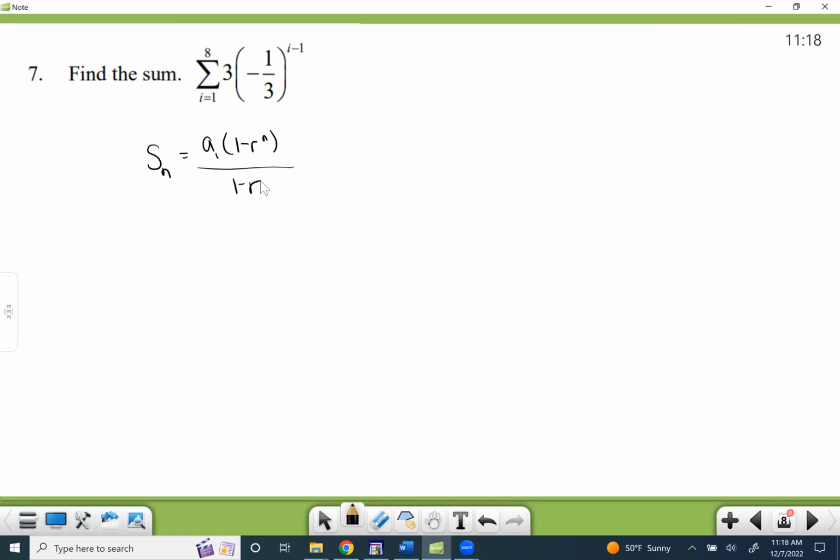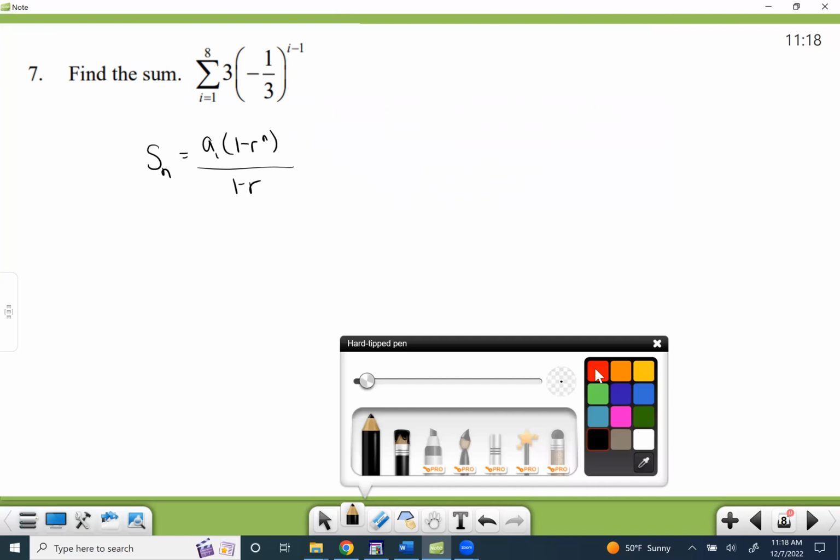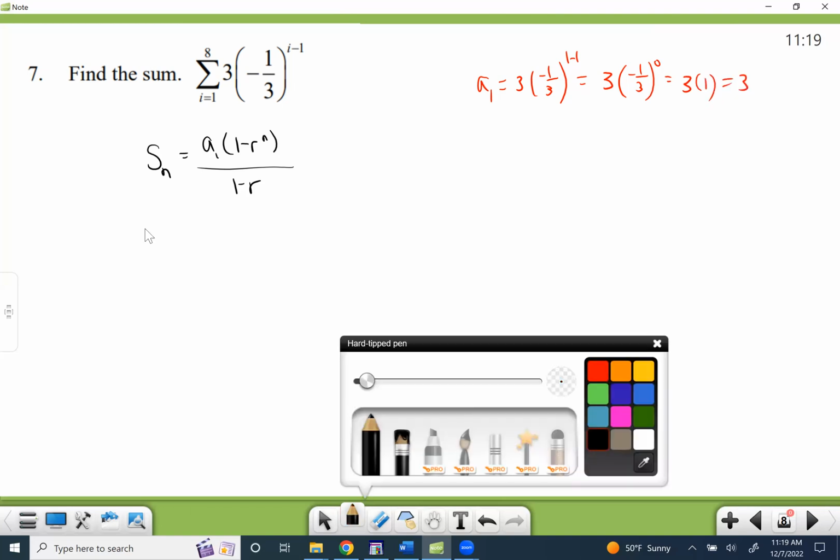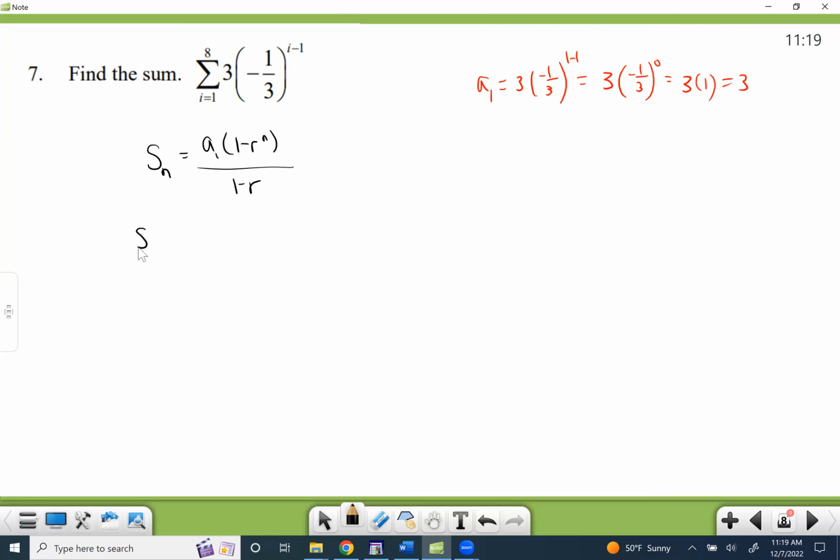Okay, so we need the first term. To find the first term, you're just going to plug in the lower limit. So we're going to substitute in 1. So we would get this. 1 minus 1 is 0. Anything to the 0 power is 1. And then 3 times 1 is 3. So we have our a sub 1. It's going to be 3.